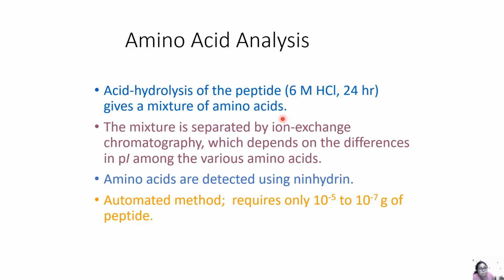So acid hydrolysis of a peptide will give a mixture of amino acids, and this mixture is separated by ion exchange chromatography, which depends on the differences in isoelectric point among the various amino acids. So the amino acids are detected using ninhydrin.